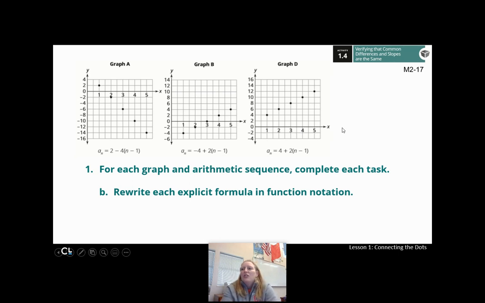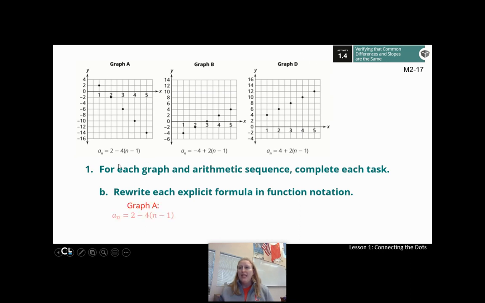Now what I'd like you to do is, for each of those explicit formulas, rewrite each explicit formula in function notation. You may need to flip back to the lesson from last time to remember how to do that, but go ahead and do that. Hit pause, do it for all three of these, put your explicit formulas in function notation, and then hit play when you're ready to check your work. So I did each one.